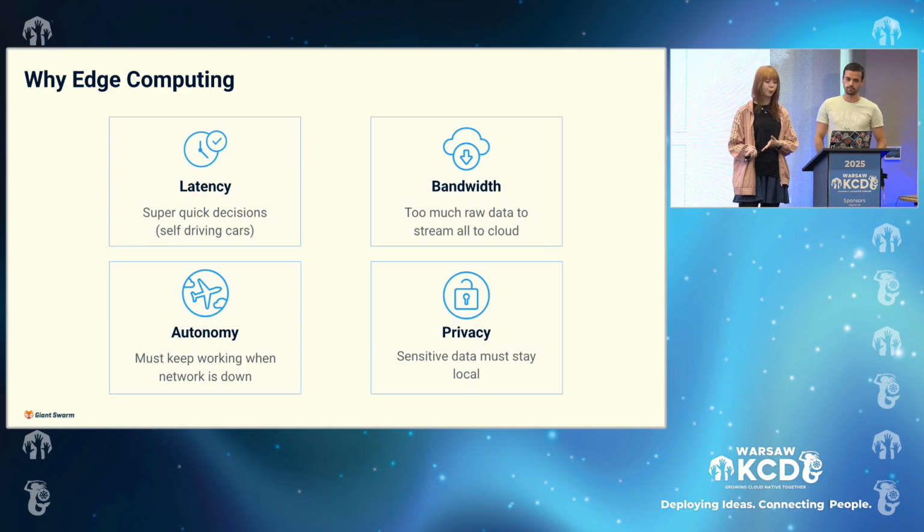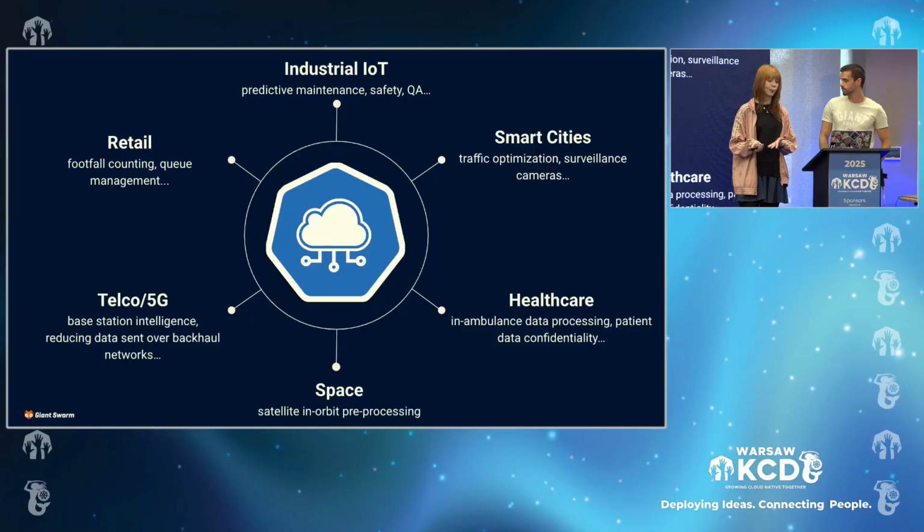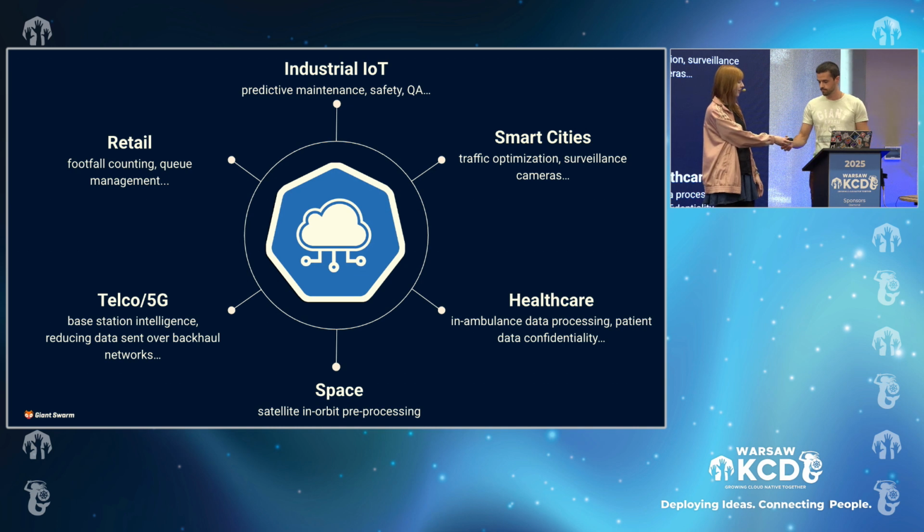Now, there are a few fields where we already use edge computing a lot. Here are a couple: IIoT, retail, smart cities, telco, healthcare, space. This is not an exhaustive list, of course, so new use cases are being added all the time. But what we're interested in right now is where Kubernetes comes in here, and I think Xavier is going to tell you about that a little bit.